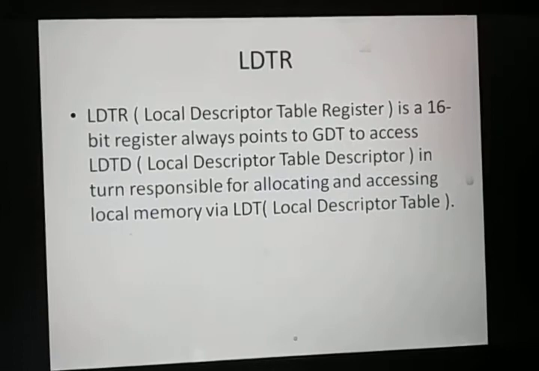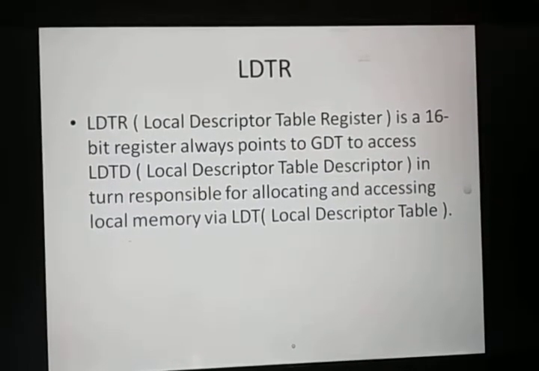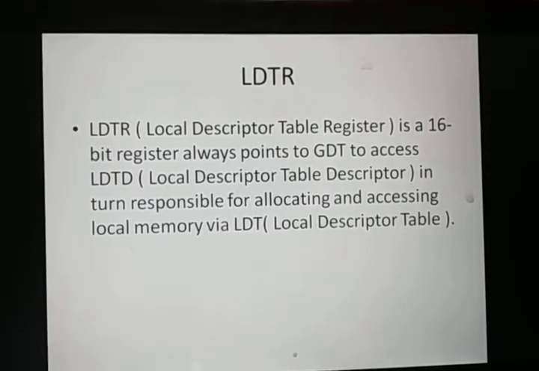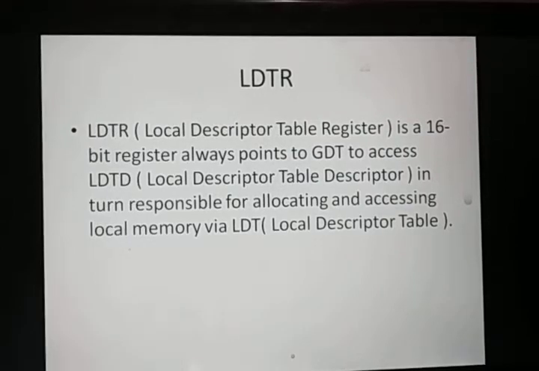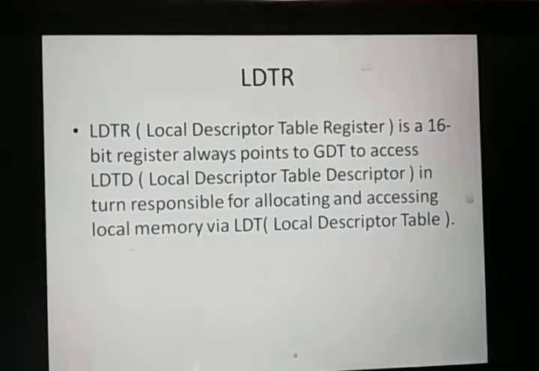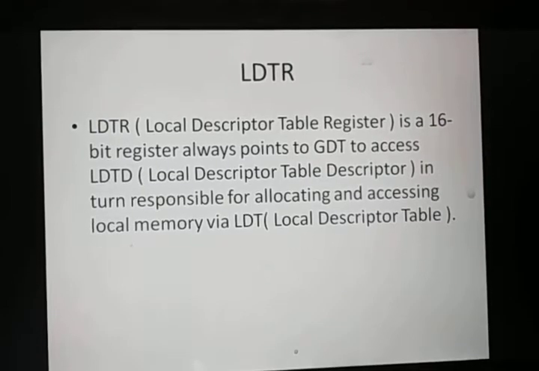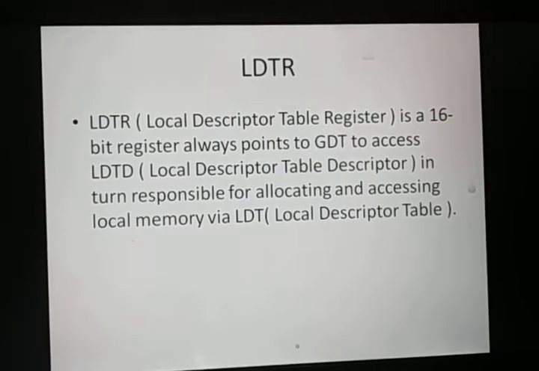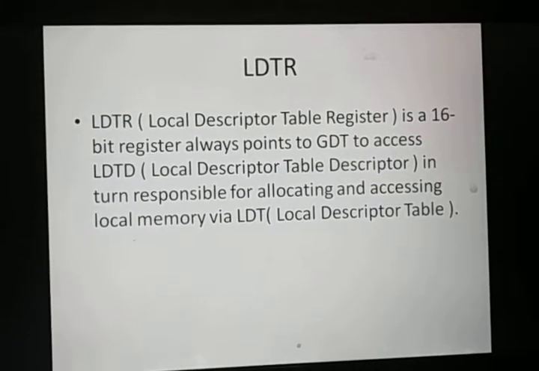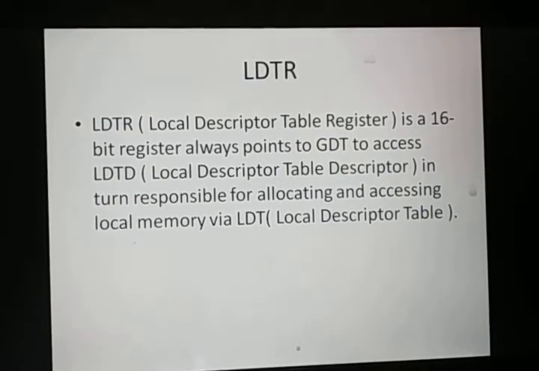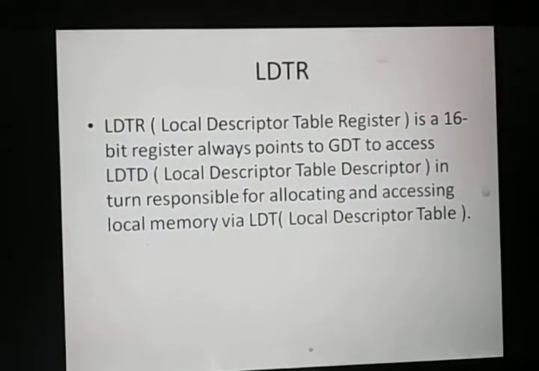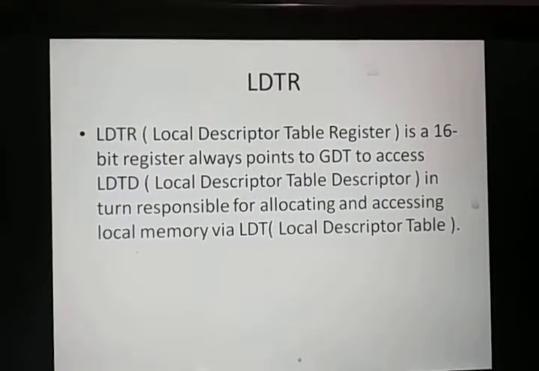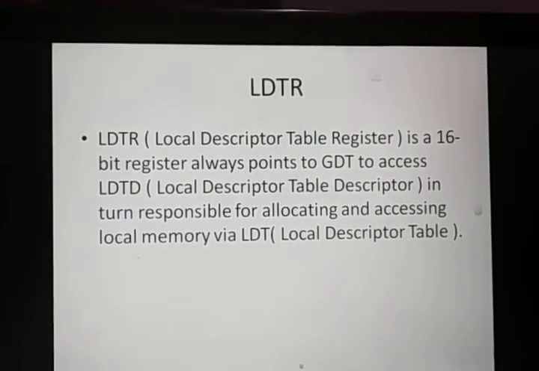We have seen many times that the LDT is nothing but an extension of the global descriptor table; it contains the information about the local task. So LDTR is a 16-bit register that always points to the GDT to access the LDT descriptor. In turn, it is responsible for allocating and accessing local memory via the LDT, because it is related to the local task. But the important thing is that IDTR and GDTR are 48-bit registers, while LDTR is a 16-bit register.